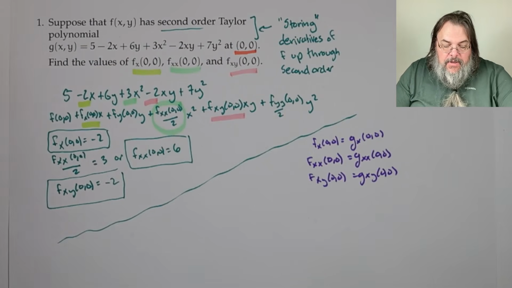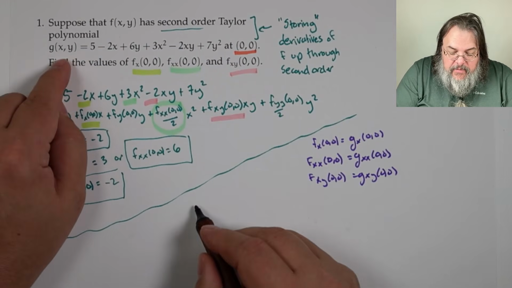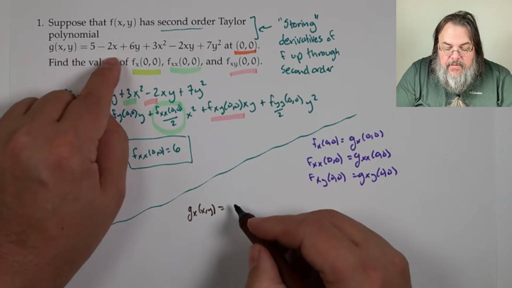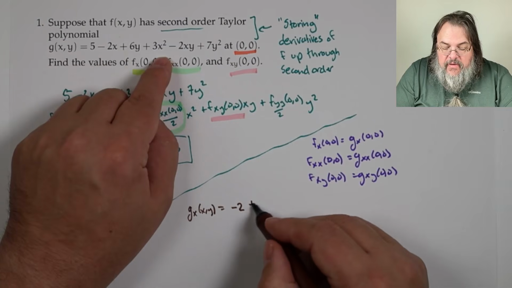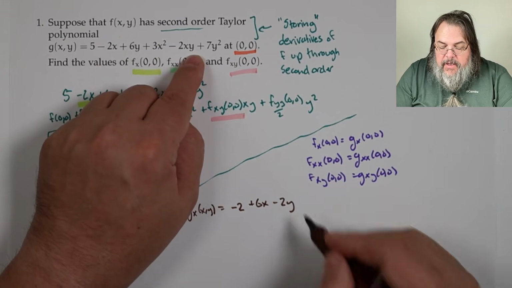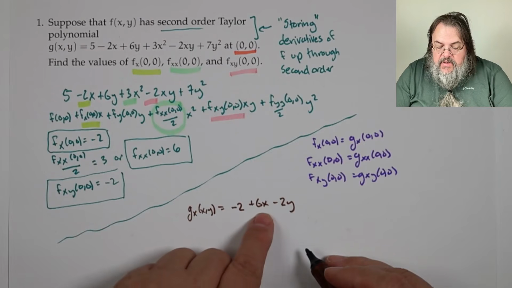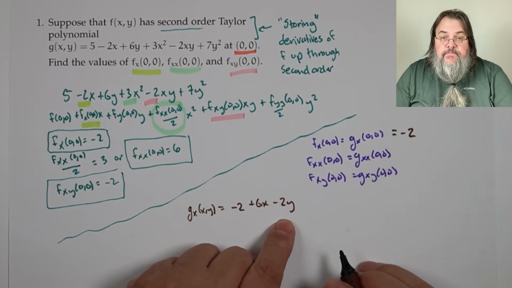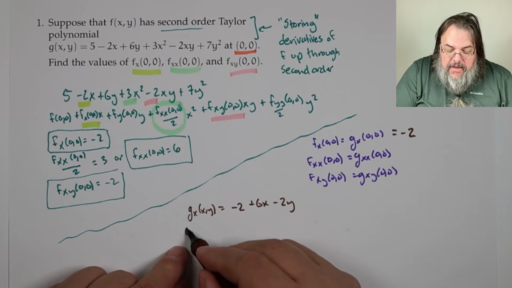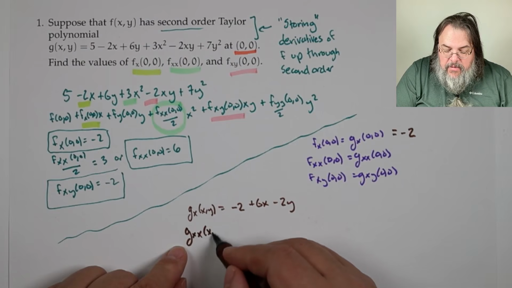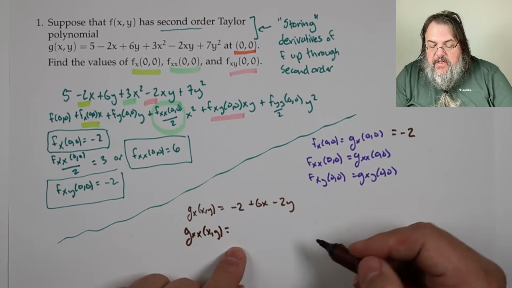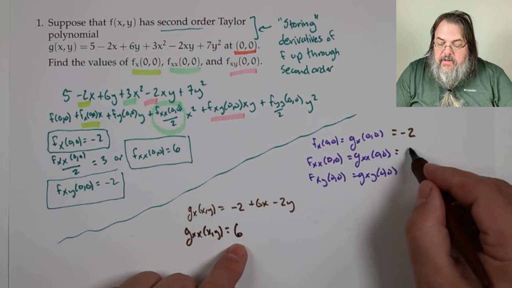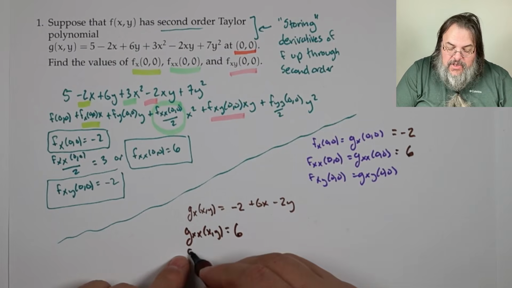So we can start. We say, well, what is g sub x? So g sub x is, take the derivative with respect to x, minus 2 plus 6x minus 2y. Plug in 0, 0. g sub x at 0, 0 is minus 2 plus 0 plus 0. So we get minus 2. g x x. Well, what is that? Take the derivative of this with respect to x. What do we get? 6. And when we plug in 0, 0, we get 6. g x y.